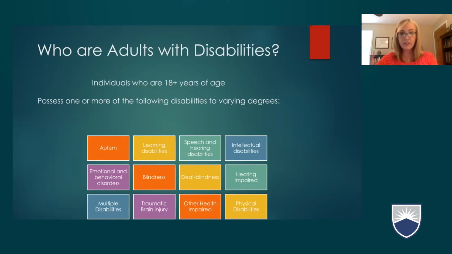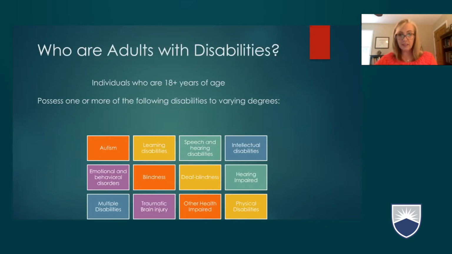Intellectual disabilities are individuals who have both a sub-average IQ, meaning a lower than normal IQ, and also have problems doing everyday skills. Emotional behavioral disorders are going to be those adults who might have things like anxiety and depression. They might have obsessive compulsive disorder to varying degrees. I think most of us are familiar with what blindness is. Deaf blindness is a dual disability where the individual is both deaf and blind. Hearing impaired, so you can either have a slight problem with hearing or be completely deaf.